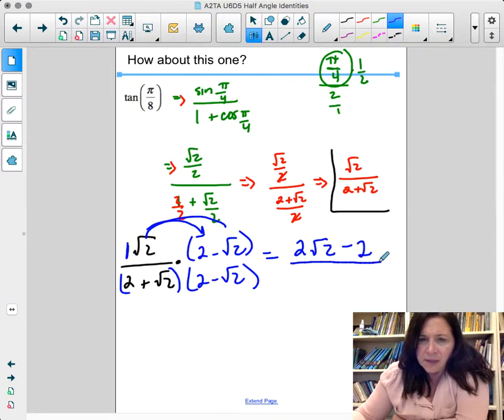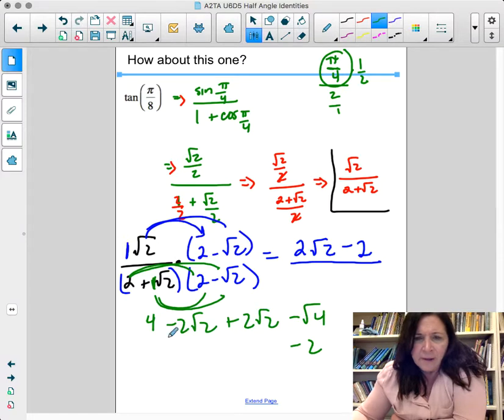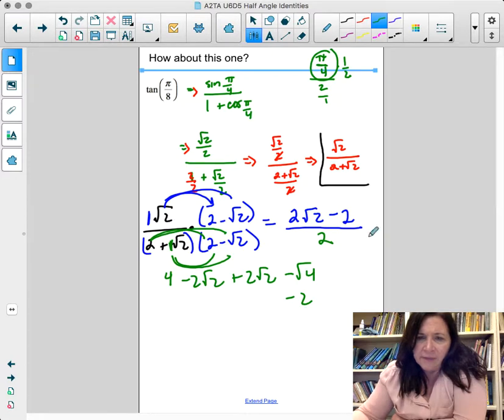That's it. And then over this, now we're going to FOIL, okay? So 2 times 2 is 4. 2 times negative root 2 is negative 2 root 2. 2 times 1 is 2, so that's plus 2 root 2. And then root 2 times negative root 2 is negative root 4, which is minus 2. So we have 4 minus 2, which is 2. So far, I have this.